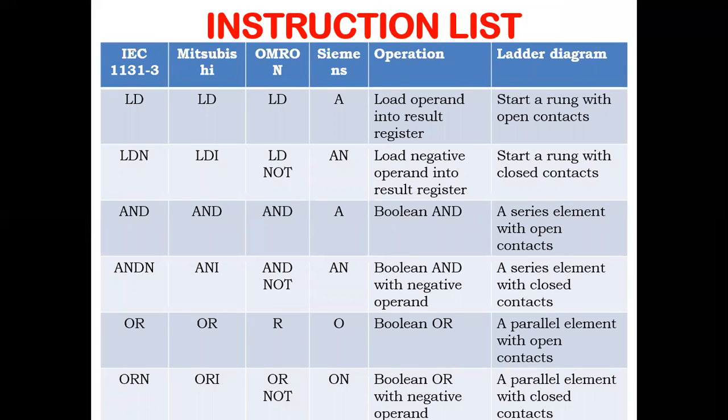These are the different instruction sets available in the PLC. Let's see them one by one. LD is load operand into the result register. LDI is load negative operand into the result register. AND is Boolean AND, ANI is Boolean AND with a negative operand, OR is Boolean OR, and ORI is Boolean OR with a negative operand.